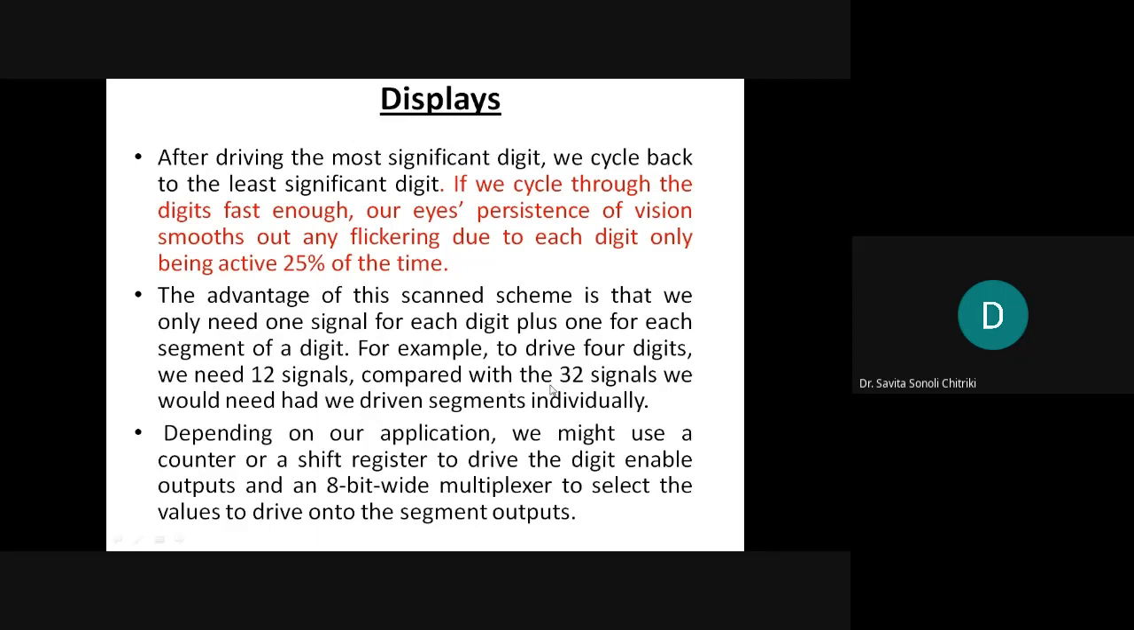Compared with the 32 separate signals we would need if we had driven the segments individually. So with parallel connections we need 8 connections to select the filaments and 4 to select the digits, that's all. Depending on our application we might use a counter or shift register, to drive the digit enable outputs, and an 8-bit wide multiplexer to select the values to drive on to the segment outputs.